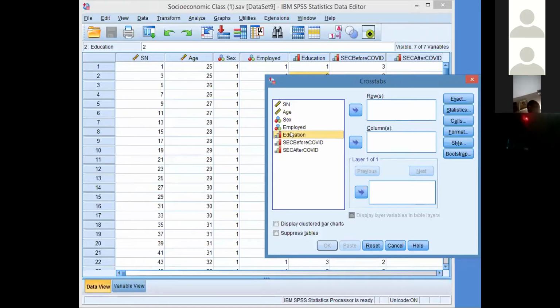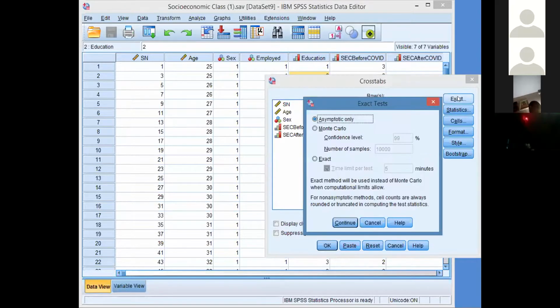Educational status is the exposure. Then employment status is the outcome. You can go and do all those things you did the other time. Go to Exact. Click on Exact, because in case you need Fisher's exact, click continue.